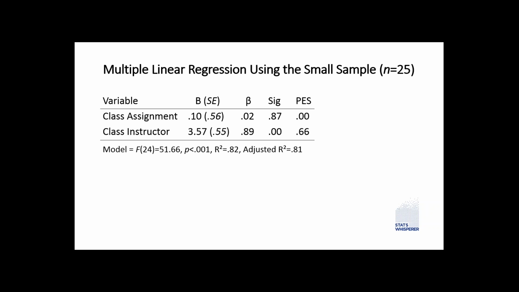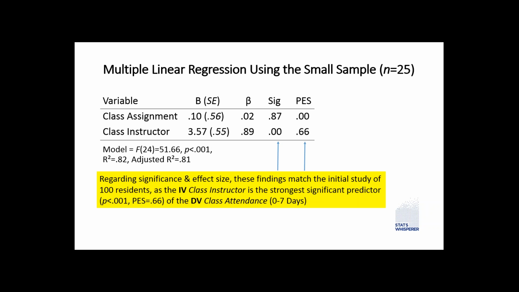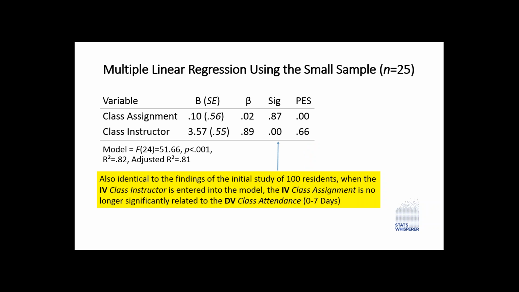So we do our linear regression, just like week 2, and these are our results. Now pay attention. We actually do get the same results as we did with the first 100, where the strongest predictor is class instructor, and it has a very big effect size. The PES, partial eta squared, is 0.66. Also notice that when we put class instructor in the model, class assignment was no longer statistically significant, meaning when you consider class instructor, class assignment to the evenings or mornings no longer matters in explaining class attendance.